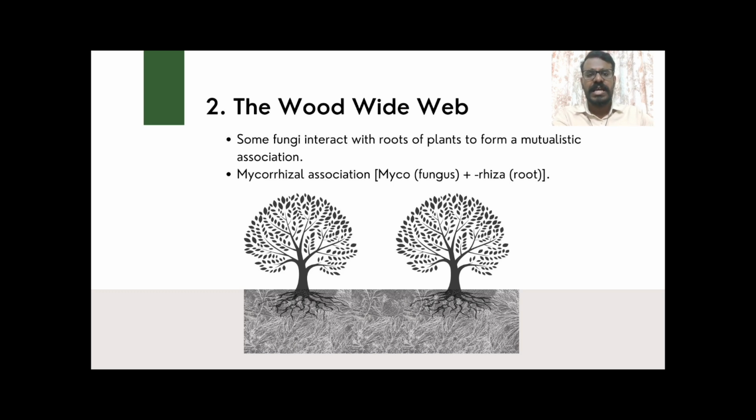Now, what is this mutualistic relationship? So there is flow of nutrients from the fungi as well as the tree. The fungi will provide protection to the roots of the tree. It will form a mantle around the tree roots or the root hairs, preventing entry of potential pathogens. It also increases the longevity of the root and also increases the efficiency of absorbing nutrients.